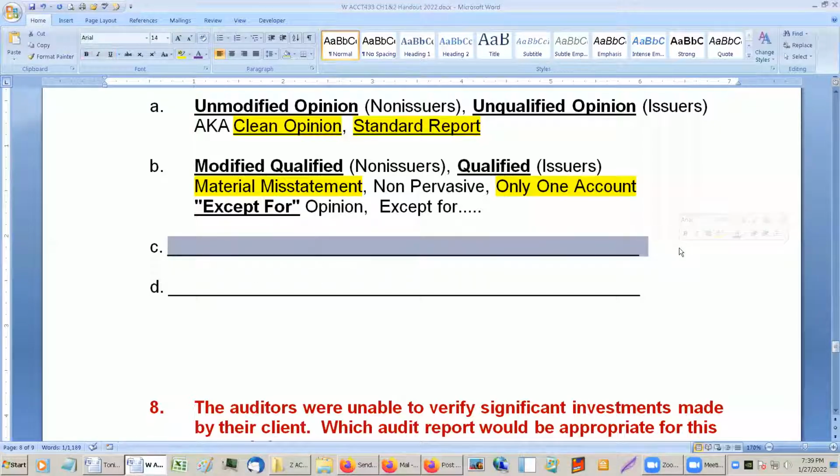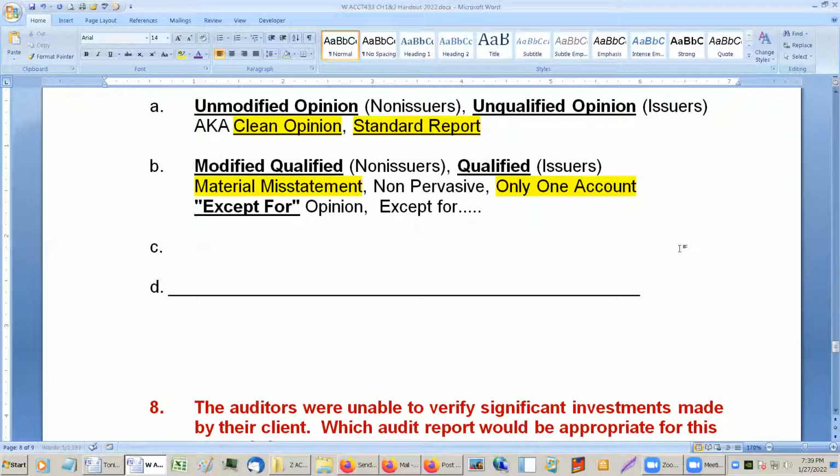Okay, the worst opinion is an adverse opinion.